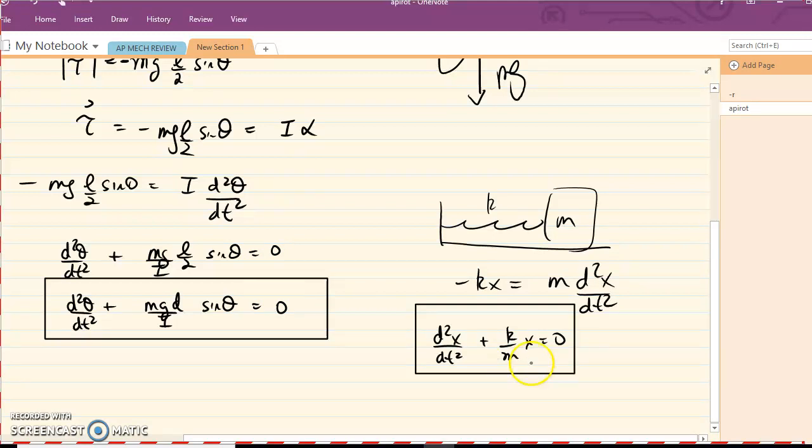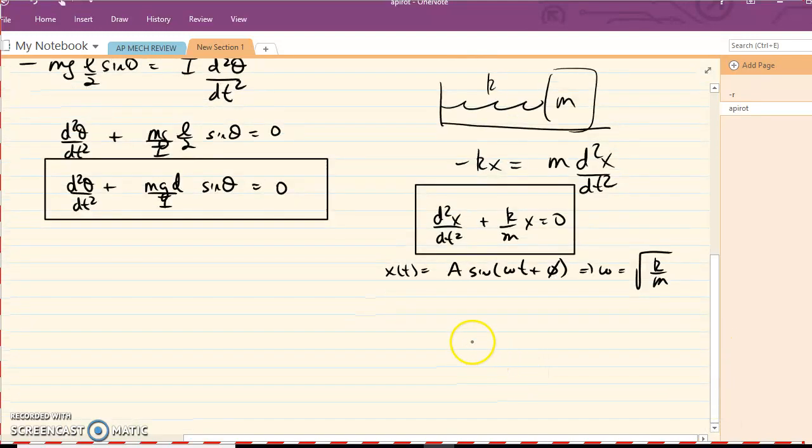The solution to this function is a trig function, x of t equals A sine of omega t plus phi, where omega is given by the square root of k over m. And of course, experimentally, we would determine that. And because of that, the period is 2 pi square root of m over k for a mass spring oscillation.